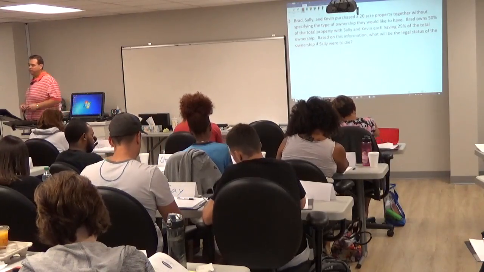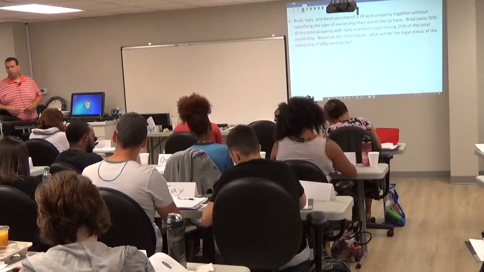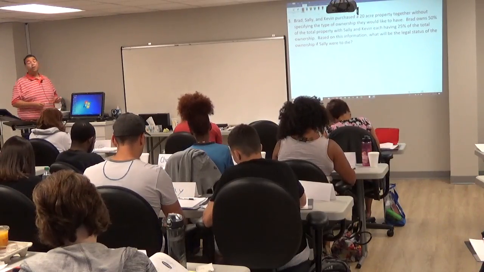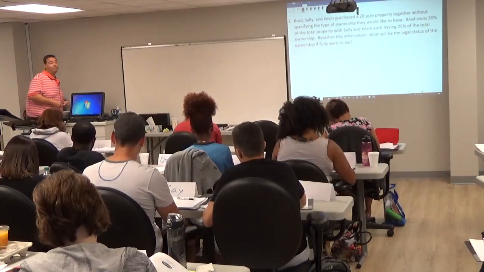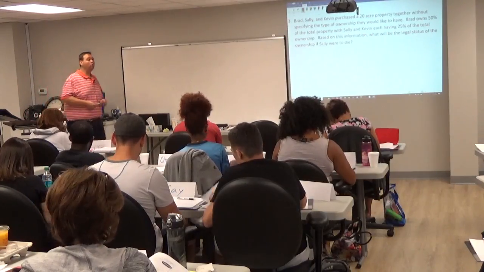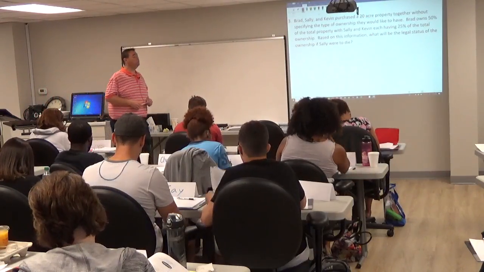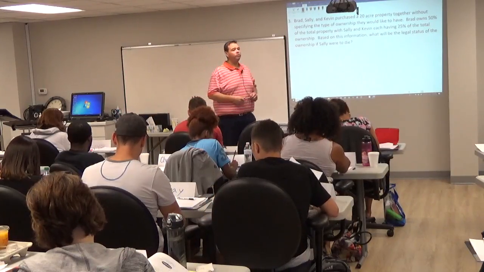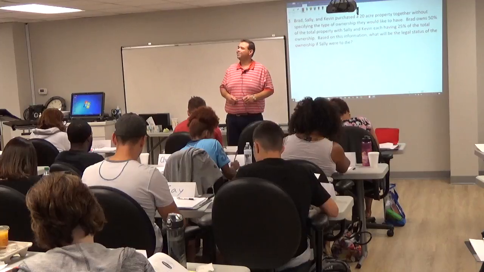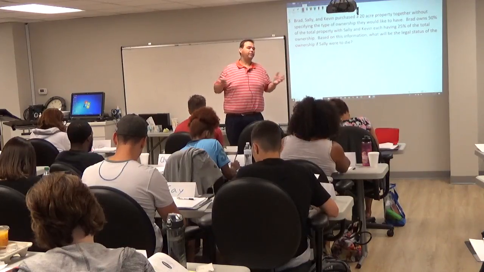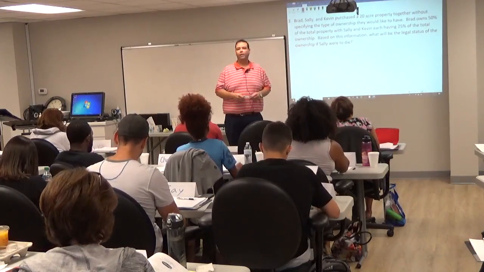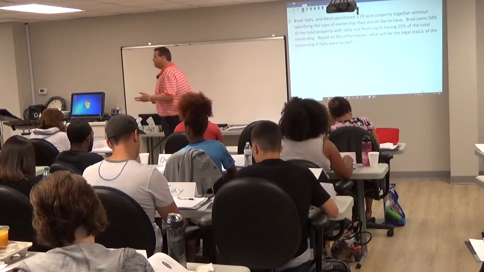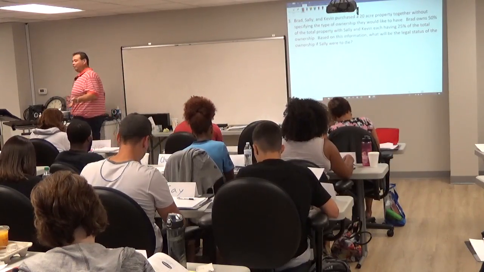Brad owns 50% of the total property, and Sally and Kevin each own 25%. Is that possible in tenants in common? Yes, it is. That's the only reason you know it's tenancy in common, because it's the only one that has unequal shares like that. Based on this information, what will be the legal status of the ownership if Sally were to die? Well, if we're talking about tenancy in common, what's always the status when somebody dies? It goes to their what? It goes to their heirs, because there is no survivorship.